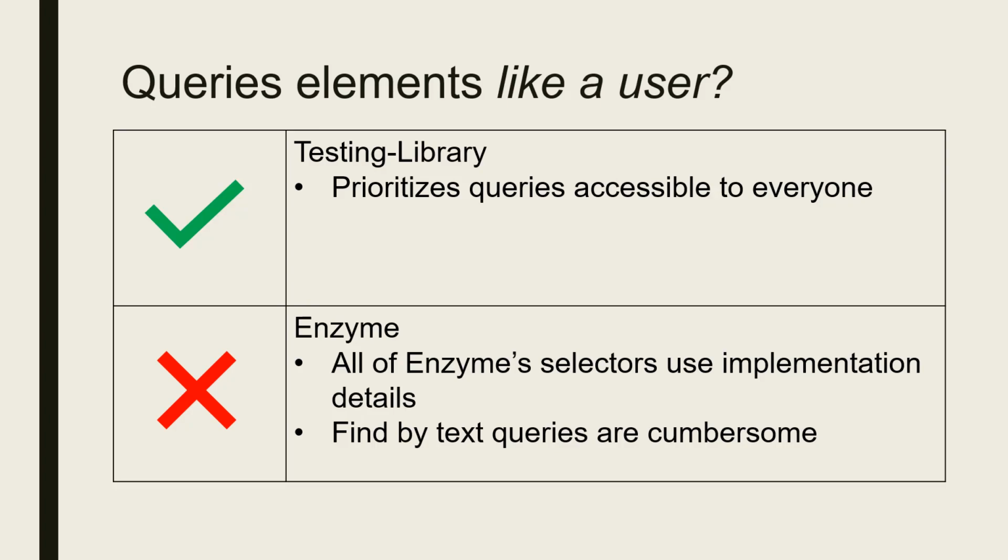Also, all of Enzyme's base selectors use implementation details. This is bad practice because it makes your test brittle. For example, if you change a component's class name, your test could fail even though the business logic is the same.